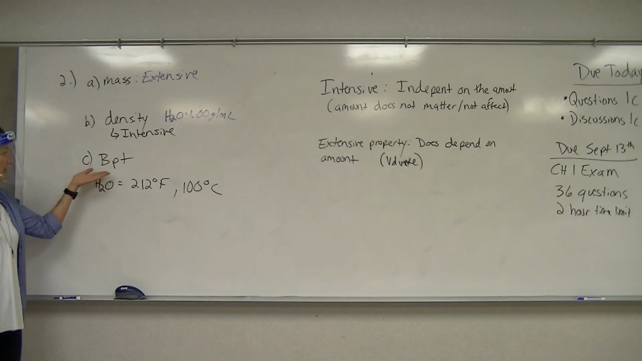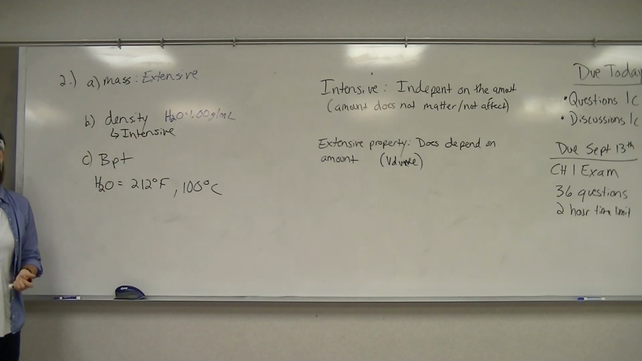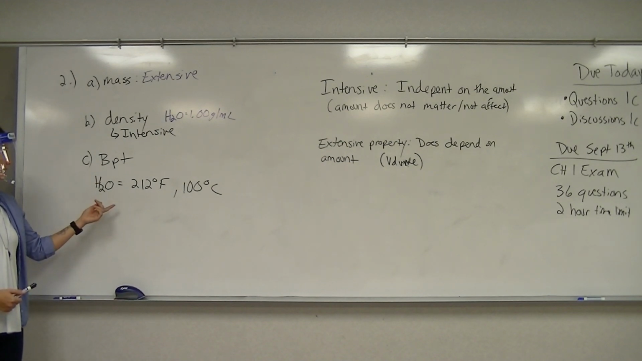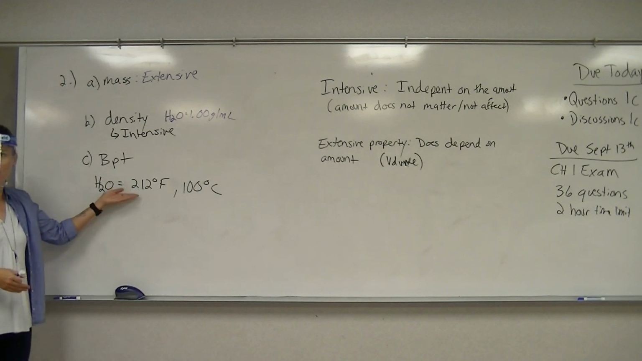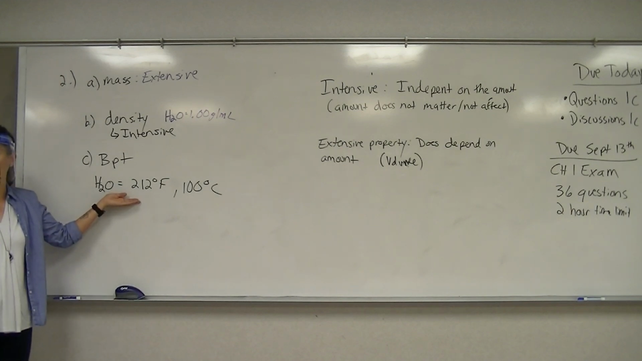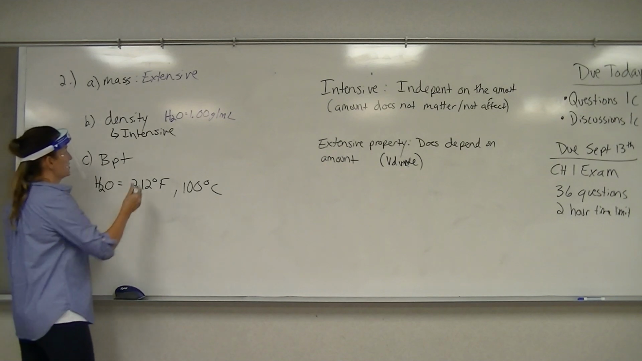Okay, so do you think boiling point is intensive or extensive? Intensive, why? Because it's going to stay at the same temperature, it's going to boil no matter what. Right. If you have a cup of water, or you're making spaghetti and you have a big pot of water, it still has to get up to 212 degrees before it's going to boil. It doesn't matter how much of it you have, it's going to need to be that temperature before you're going to start seeing a rolling boil. Okay? So, intensive.